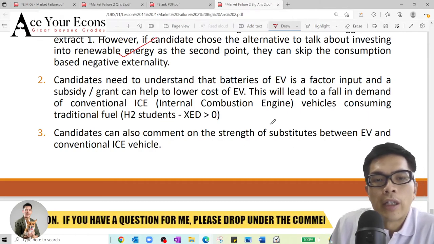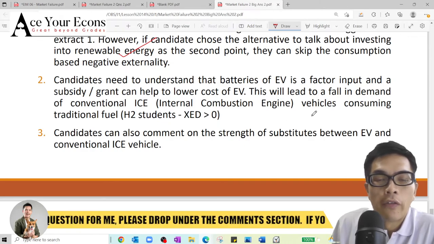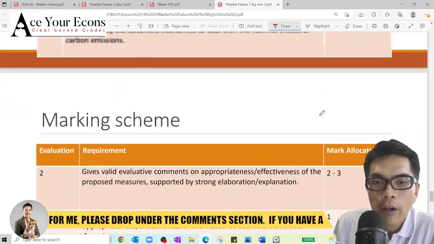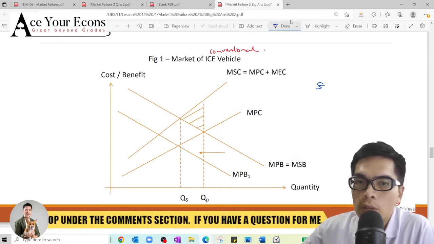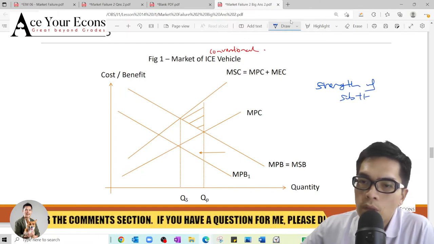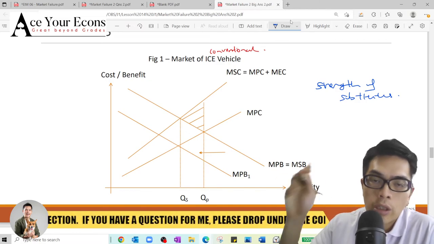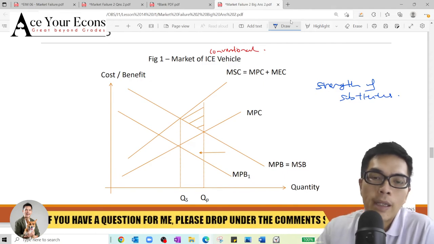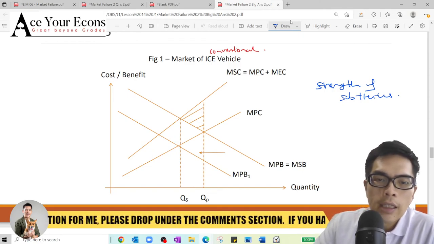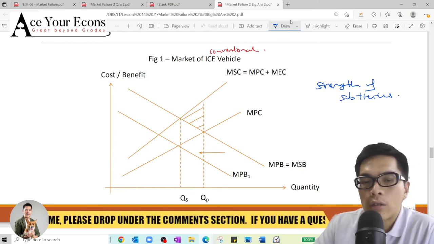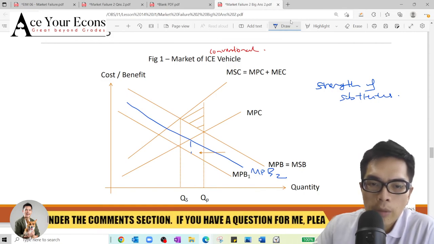Point two and point three are trying to illustrate the concept of substitutes. You have to identify that electric vehicles and conventional vehicles are substitutes. And therefore, one of the popular limitations of substitutes is that you can also comment about the strength of the substitute. Like I mentioned earlier, you can either use the approach of a conventional vehicle or go straight to the market for fuel. It doesn't really matter. Let's stick to conventional vehicles. If electric vehicles for some reason are not a good substitute, then your MPB will shift less to the left, and we will not be at a socially optimal level.